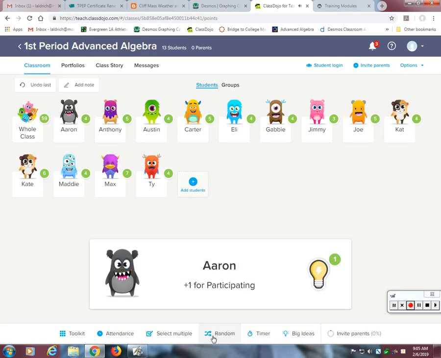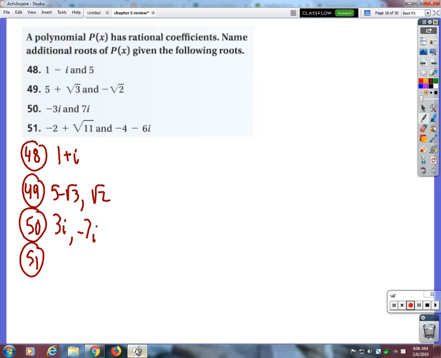No, only with square roots is there plus and minus. Okay, Ty, if negative 2 plus the square root of 11 is a root, negative 2 minus the square root of 11 is also a root. Notice I'm only changing the sign on the square root thing, not on the whole number. And then if negative 4 minus 6i is a root, then negative 4 plus 6i is also a root. Okay?